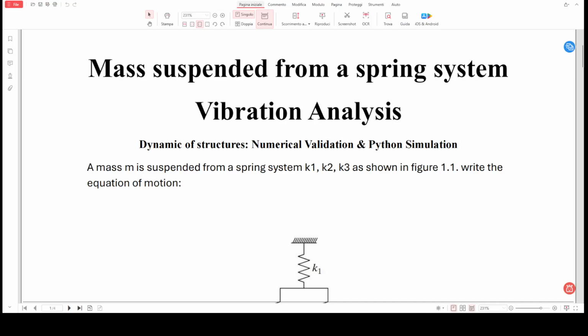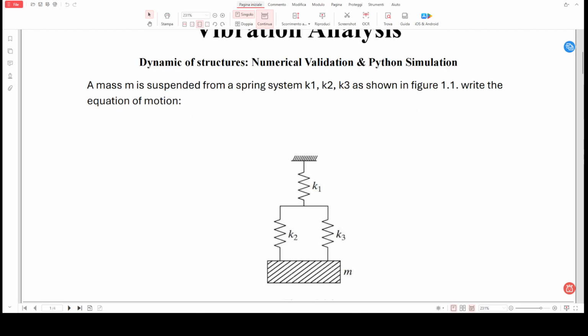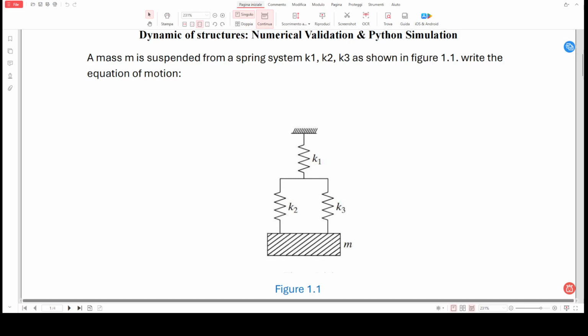Good morning. We can see another vibration analysis. In this case, we can study a mass suspended from a spring system, as in the schema in Figure 1, where there is the system of spring K1 suspended in two parallel springs K2 and K3 and then a mass M.